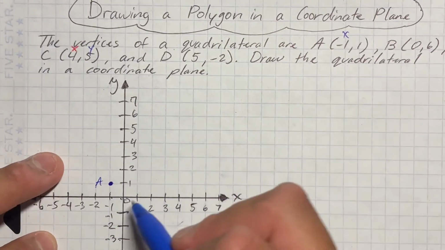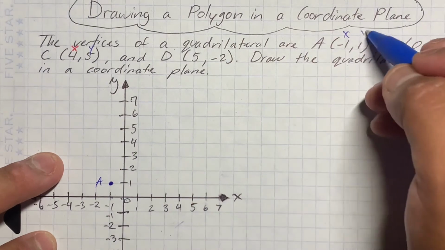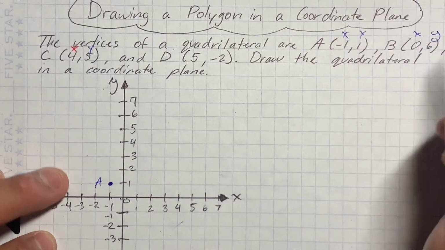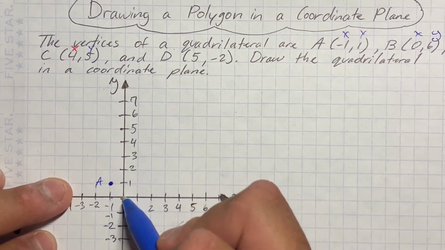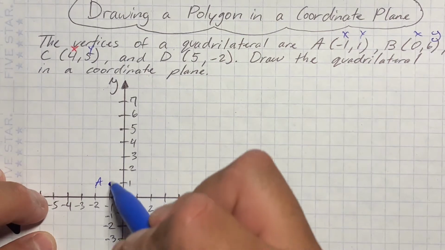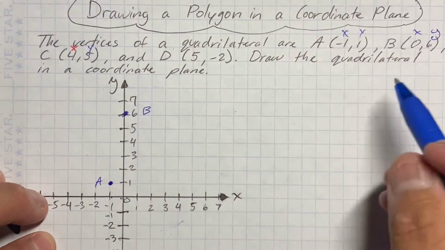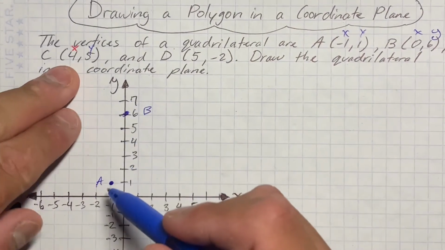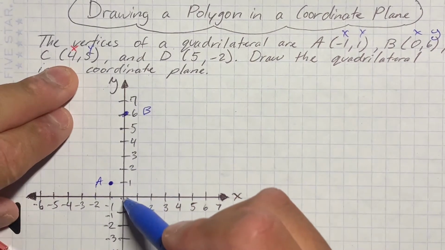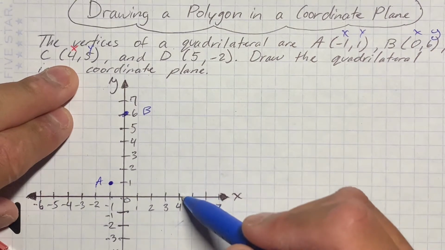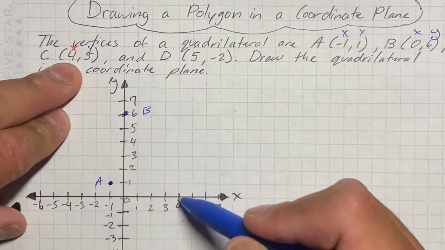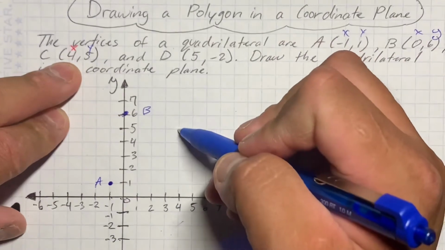For point B, our x value is 0. And our y value is going to be +6. So here's 0. We don't go anywhere on the x-axis, but we go +6. And I'll plot that right there for point B. Point C, you have +4. So on the x-axis, I go +4. And on the y-axis, I go +5. And I'm going to plot that right here.